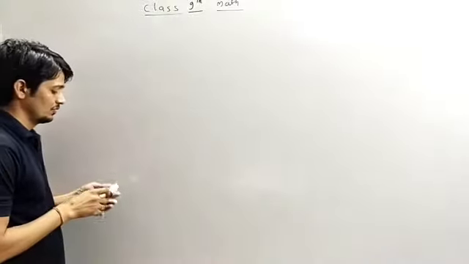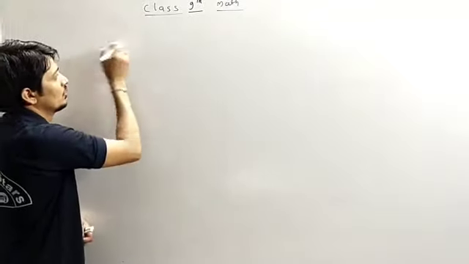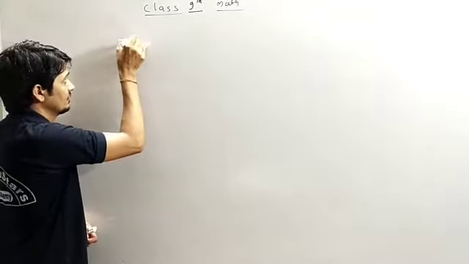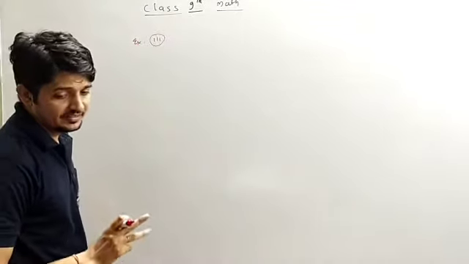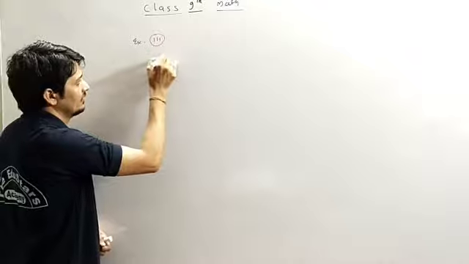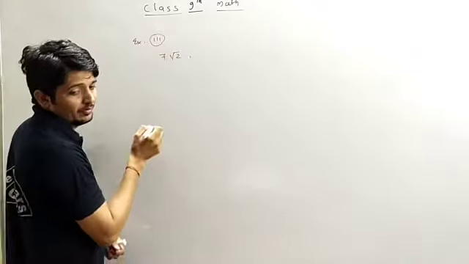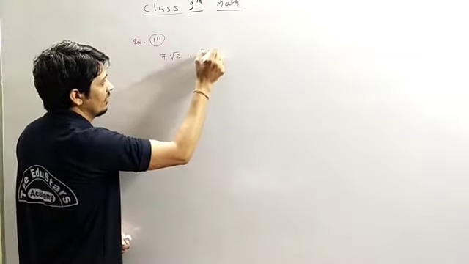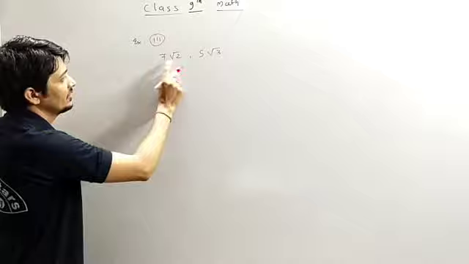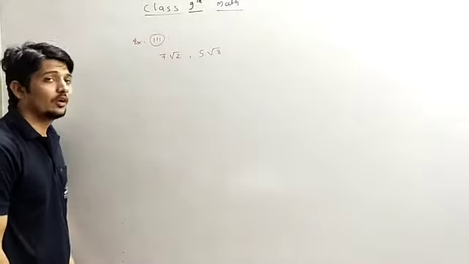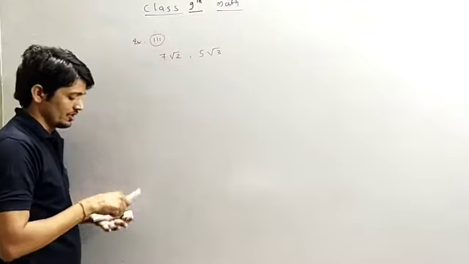Now the last problem of the solved examples. Example number 3. It says 7 root 2 and 5 root 3. We have to check whether these surds are equal or not. So, solution.